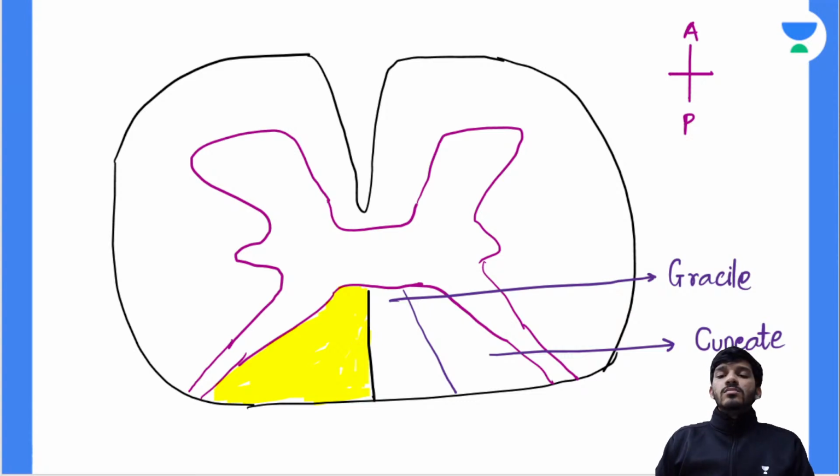The meaning of somatotopic organization is that the sensation for various regions of the body is arranged in a specific pattern in the spinal cord. All right, so gracile refers to sensations coming from the leg. Sensations from the leg are going to be present most medially, whereas the sensations coming from the arm and the upper torso are going to be present more laterally.